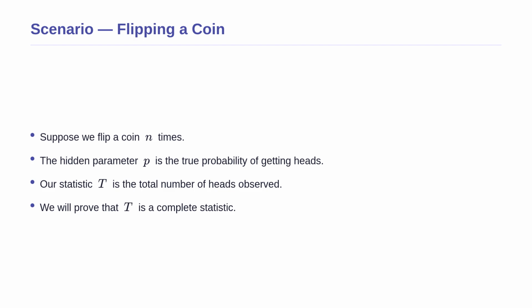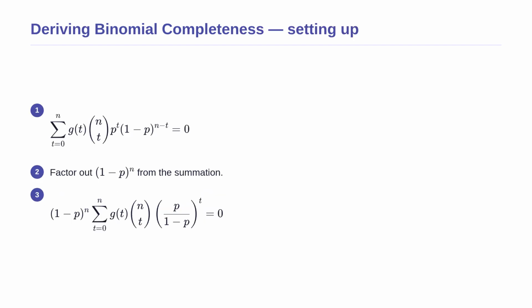To do this, we will assume there is some function of T whose expected value is 0, and we will use the properties of the binomial distribution to show that this function must be 0. Let us begin the proof. We start by writing out the standard formula for the expected value of a function of a binomial random variable, and we set it equal to 0. The summation symbol means we are adding up the values for every possible outcome t, from 0 heads up to n heads. The binomial coefficient represents the number of ways to get t heads.